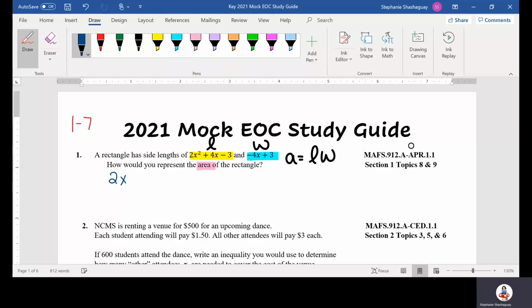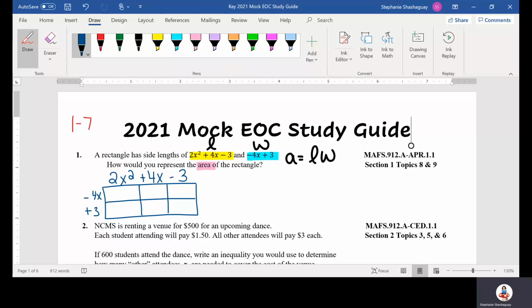So I'm going to have 2x squared plus 4x minus 3 along the top of my box. And on the side, I'm going to have negative 4x plus 3. It's a little uneven. I can fix that. All right, so now I just need to start multiplying to fill in the box.